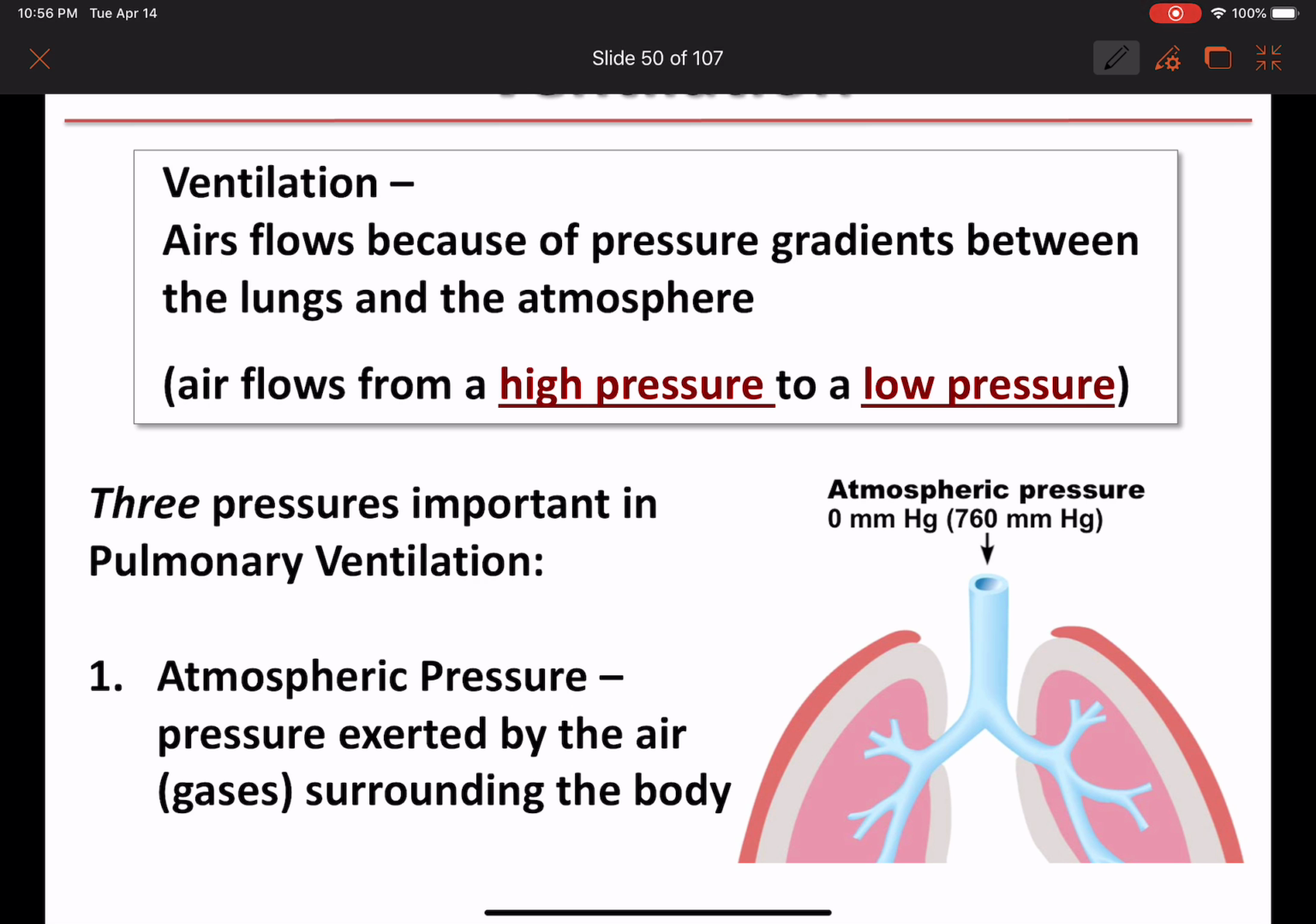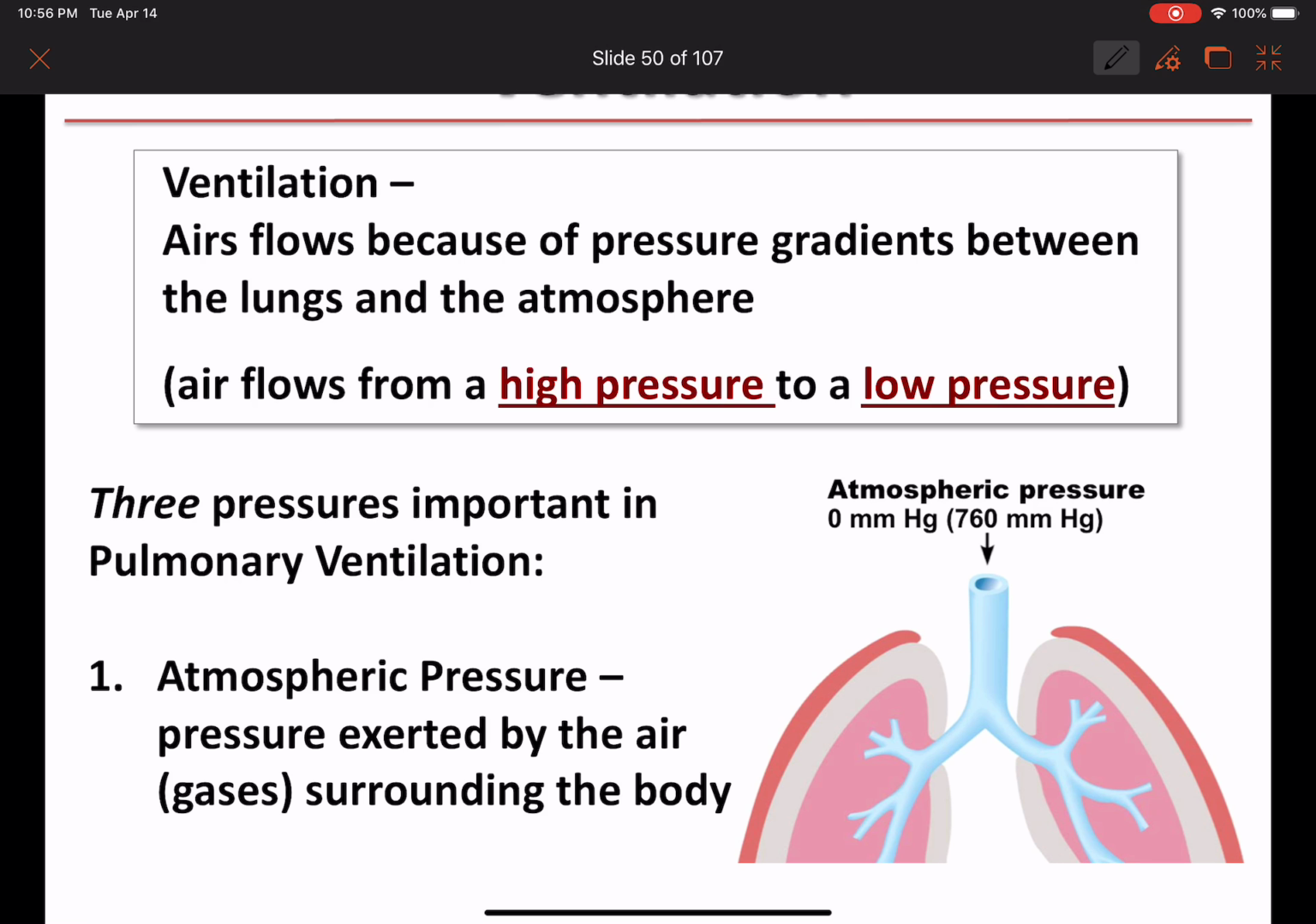Okay, so now let's go back to ventilation and talk about ventilation a little bit more specifically. So as a big picture concept, which I have in the box up above, ventilation results from air flowing due to pressure gradients. All right. And more specifically, you have those pressure gradients between the lungs and the atmosphere, because ultimately that's what we want to do, right? We want to move air from the atmosphere into the lungs, and then we want to move that air from the lungs back into the atmosphere.